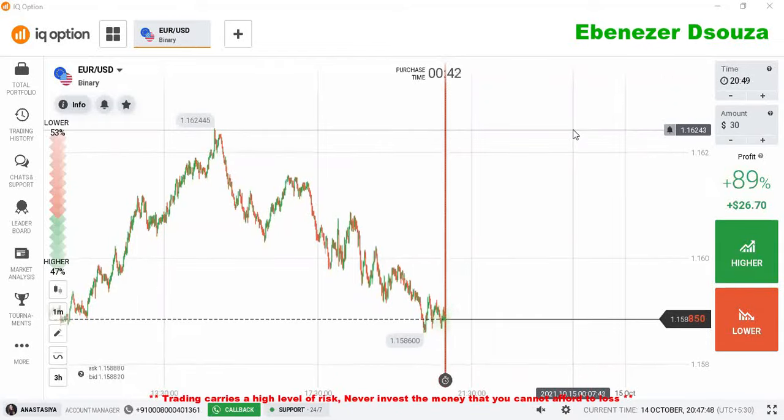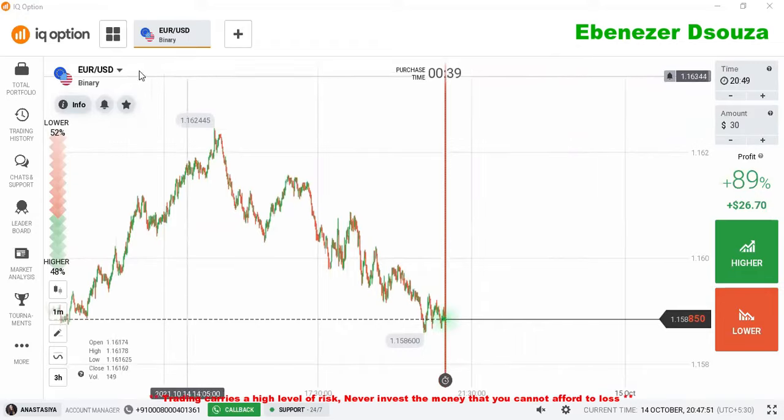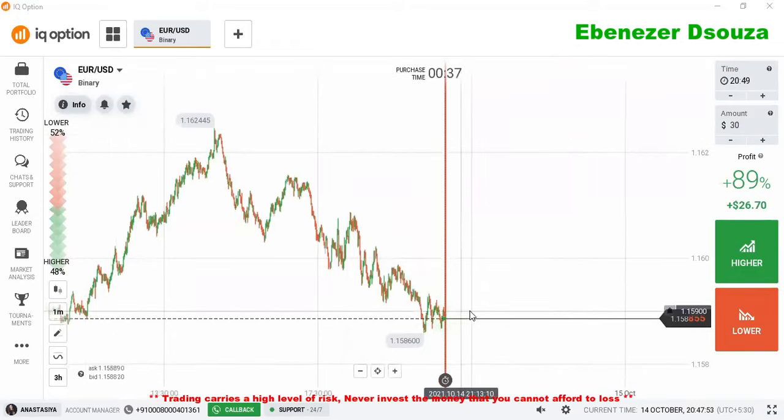Today I am going to show you how to analyze the market. Let's start now. This is EURUSD chart. The trend is a downtrend here.